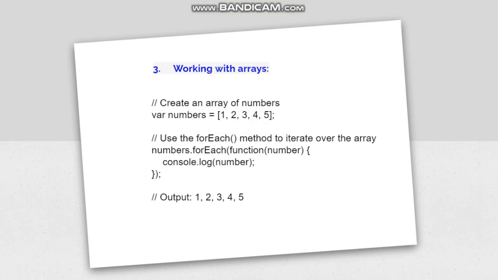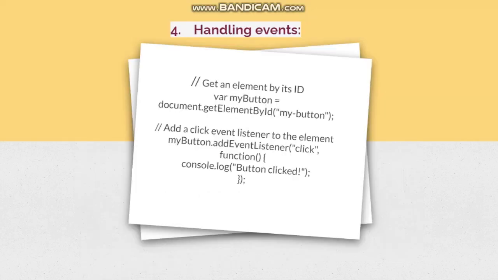3. Working with arrays. Create an array of numbers. var numbers = [1, 2, 3, 4, 5]. Use the forEach method to iterate over the array. numbers.forEach(function(number) { console.log(number); }); Output: 1, 2, 3, 4, 5.